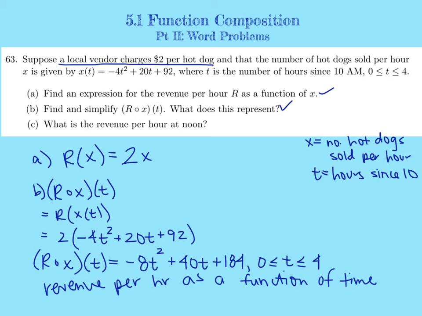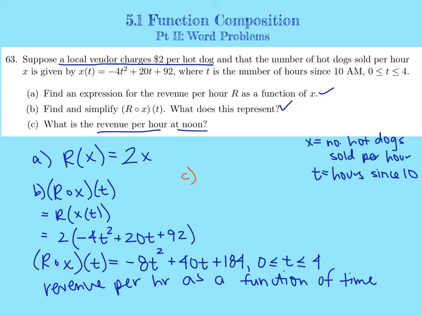In part C, we're asked to find the revenue per hour at noon. So this is asking for revenue per hour, but it's asking us to plug in a T value, time, which is noon. Therefore, we're going to use the function that tells us the revenue per hour to plug in T, this function here that we came up with in part B. So part C is having us plug in a T value to our new composed function. Since T is the hours since 10 a.m. and we want to know the revenue per hour at noon, T would be 2.